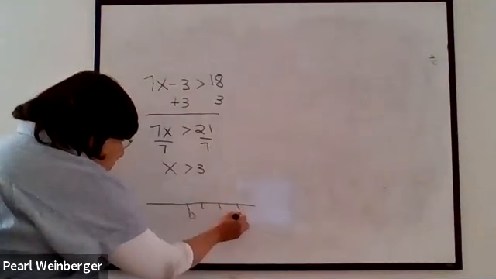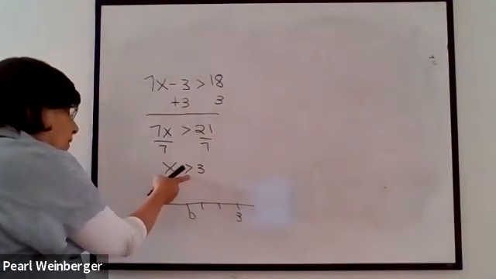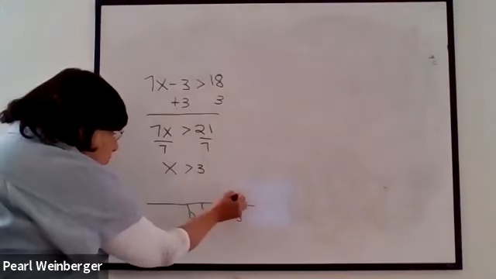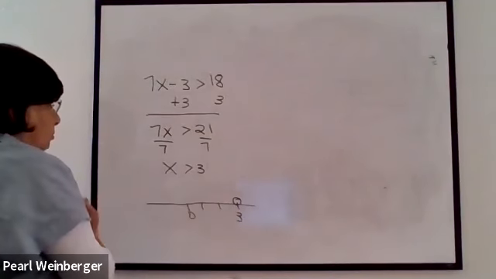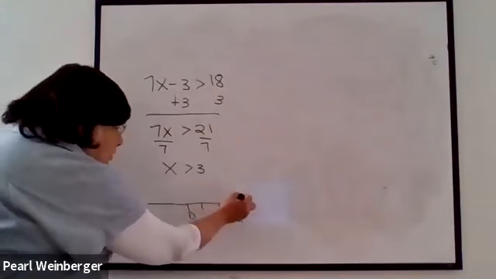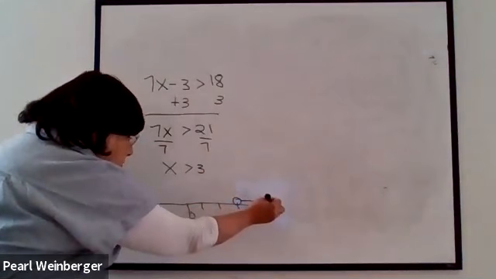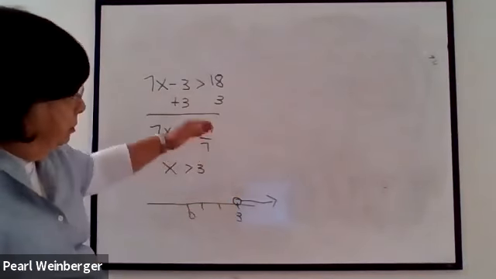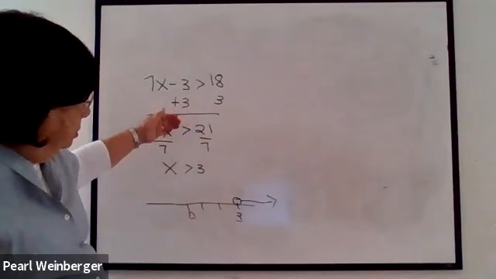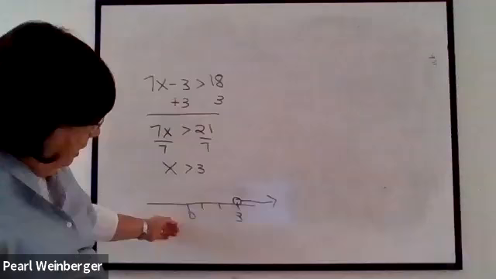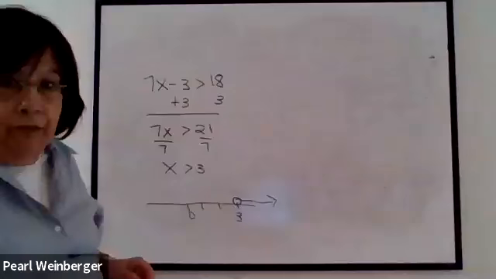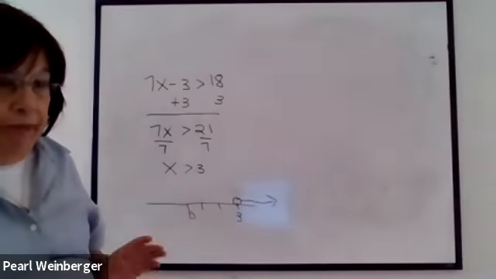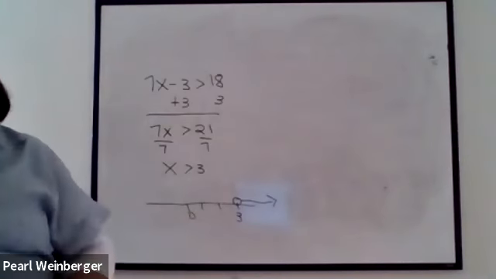We go to 3. It's just a greater than, not a greater than or equal to. So that's an open circle. It doesn't include the 3. And the arrow is pointing to the right. So here's our solution as an inequality. Here's our solution as on the number line. Okay, let's do another one.